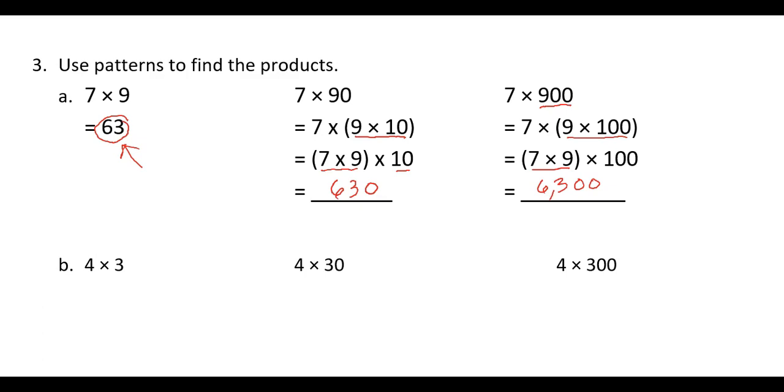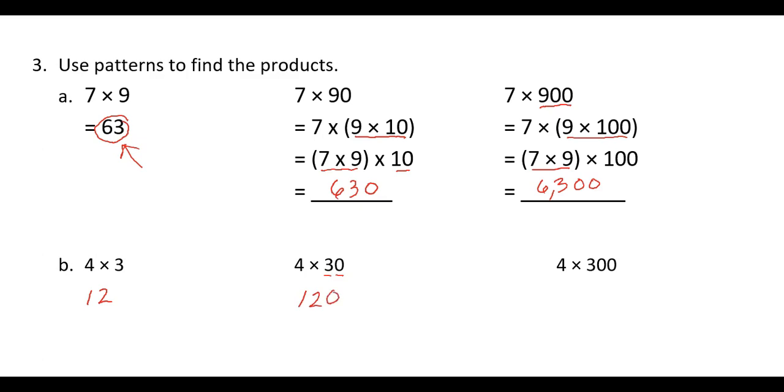For the remaining problems, the students do not have to write out all the steps if they can do this mentally. So we'll start with 4 times 3 is 12. 4 times 30 is the same thing as 4 times 3 times 10. So 4 times 3 is 12. Times 10 would be 120.